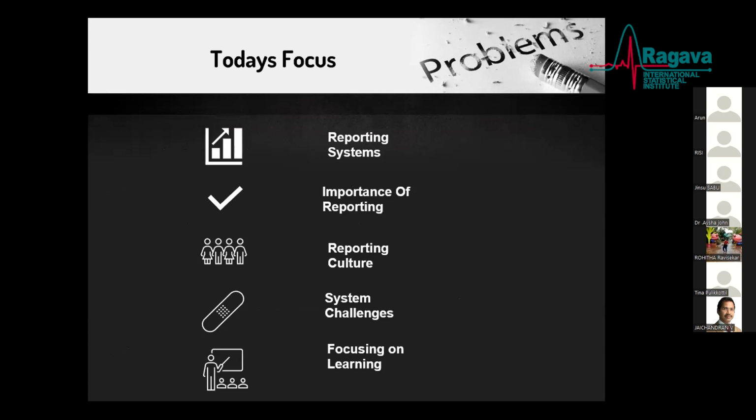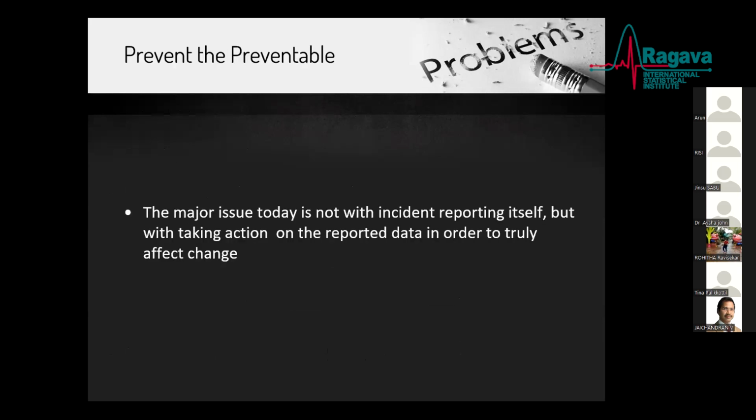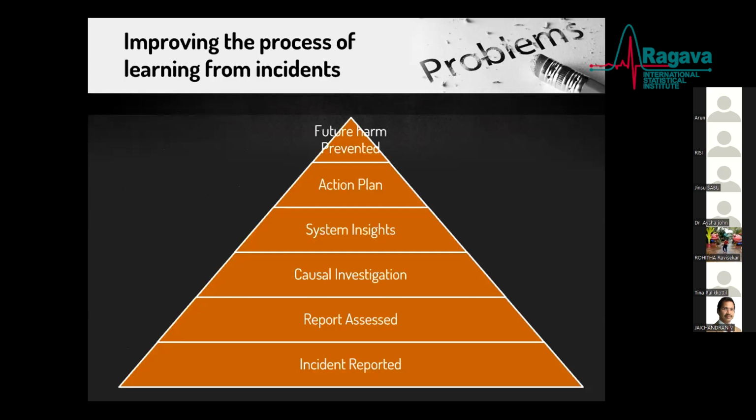The last one, which is the most important, is focusing on learning. Now, the major issue today is not with incident reporting, but taking actions on the reported data to truly affect any change. The most important capability of a patient safety incident reporting and learning system must surely be its effectiveness in reducing future harm.